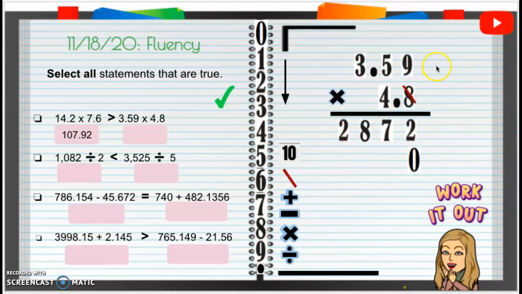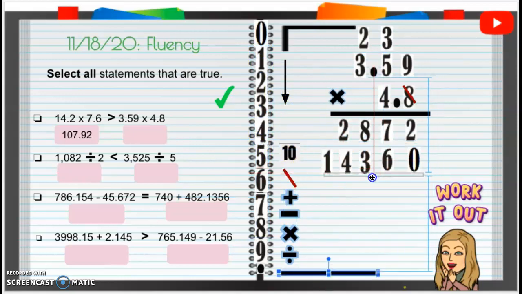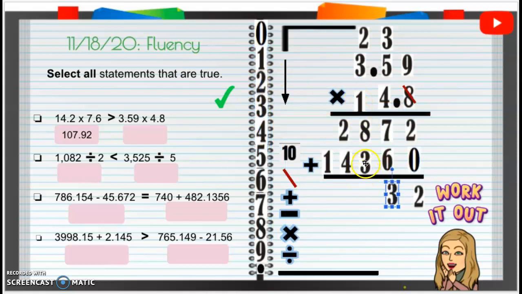Okay, so 4 times 9 or 9 times 4 is 36. 4 times 5 is 20, plus 3 is going to be 23. 4 times 3 is going to be 12, plus 2 is 14. All right, now we're going to add them up. 2 plus 0 is 2. 7 plus 6 is going to be 13. 1, 3. 8, 9, 10, 11, 12. 4, 5, 6, and 7. And then 1 plus 0 is 1.